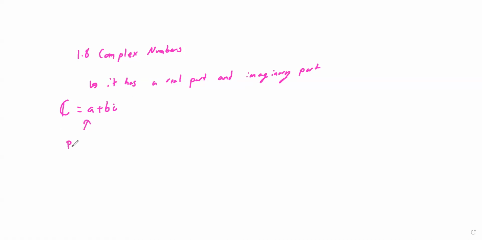The a part is the real part, meaning it's a real number. And the bi part is the imaginary part, which basically has an imaginary number. Now the i is equal to the square root of -1, and the reason we have this is because we cannot take the square root of a negative number. The biggest question I always get is, well, if the square root of a negative number doesn't exist, then why do we deal with it at all?